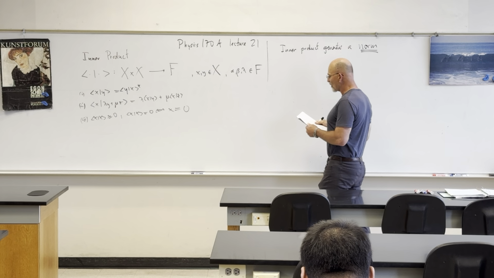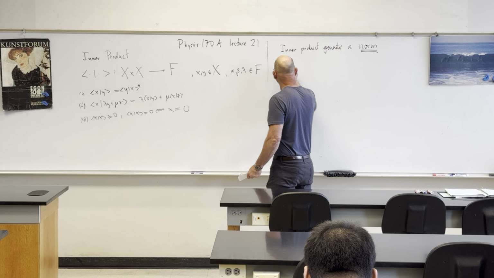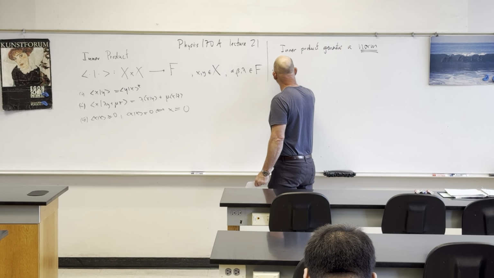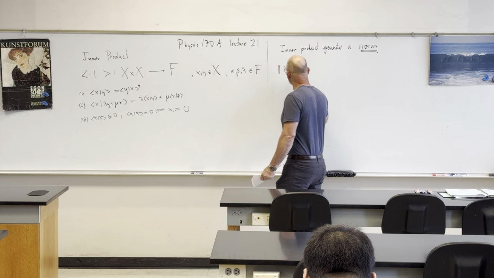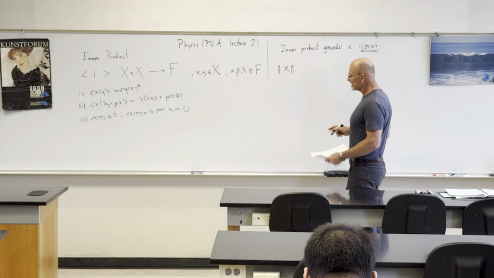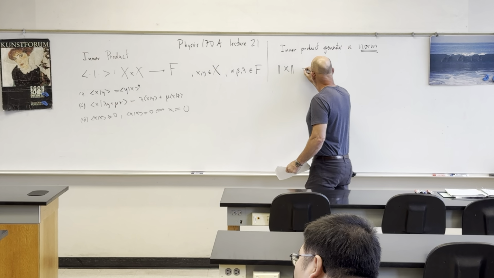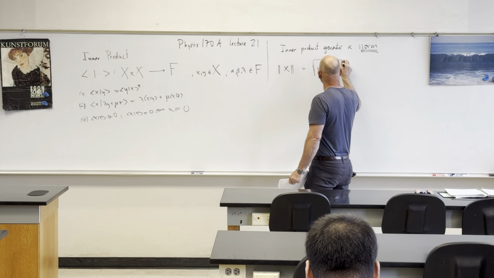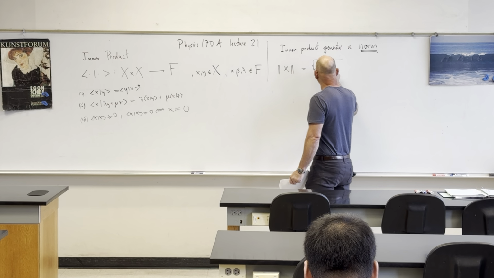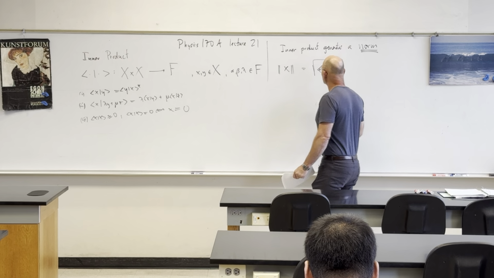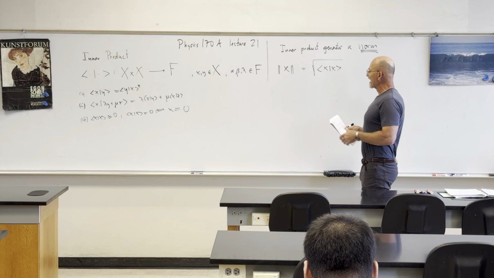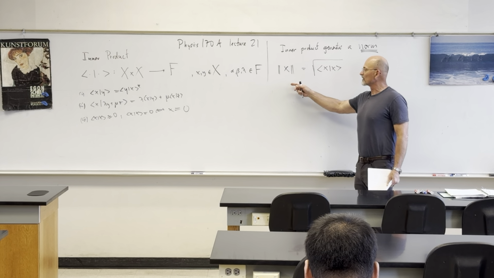Okay, so we've got a norm here. If x is a vector, then we use these double lines. It's essentially a magnitude, and you can take that as the square root of the inner product with itself. In fact, just think of the magnitude of a vector or a number.